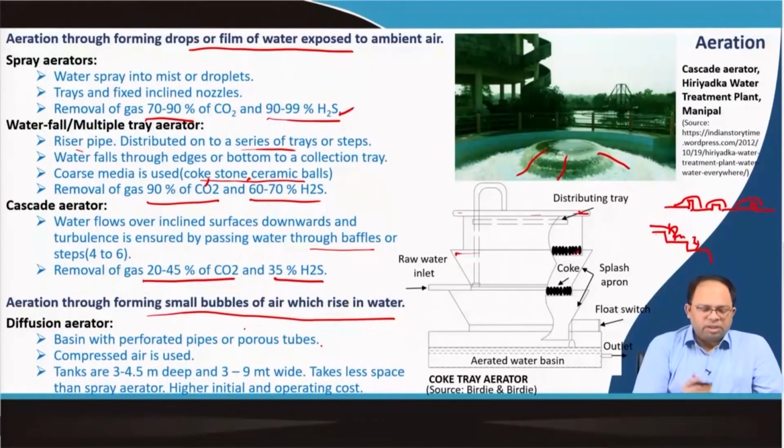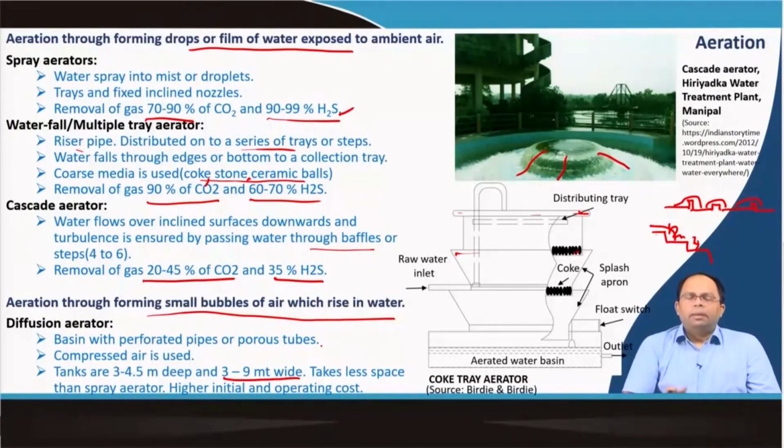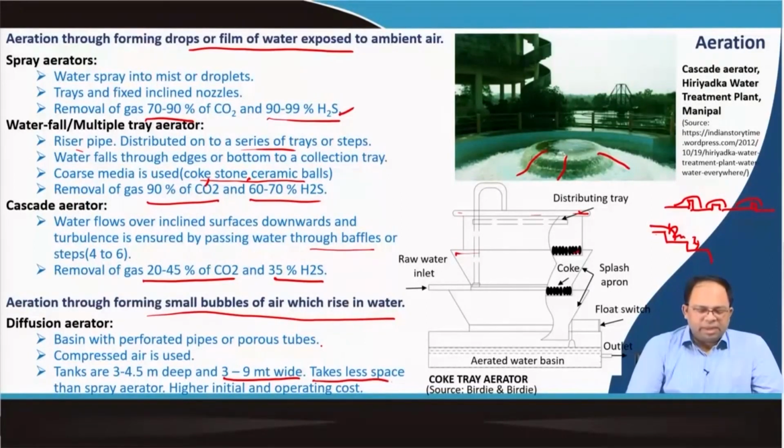This results in formation of bubbles, and the tanks are 3 to 4.5 meter deep and 3 to 9 meter wide. So, this gives you an idea about the size of those units, right. So, depending on how much one aerator can take, you have to determine the flow rates, and you have to determine the number of these units. And these units take less space than spray aerators, but have higher initial and operating cost. So, these are the different kinds of aerators that we use.